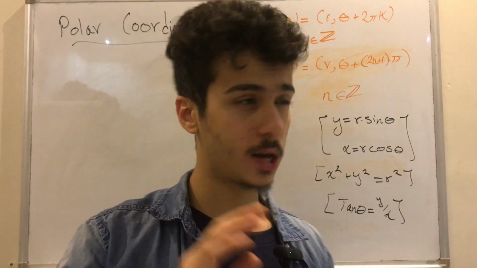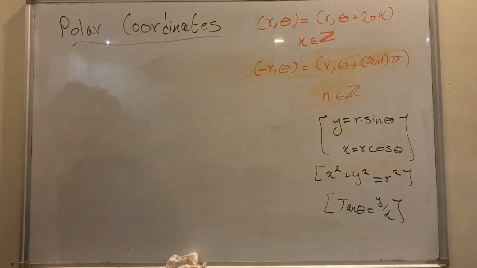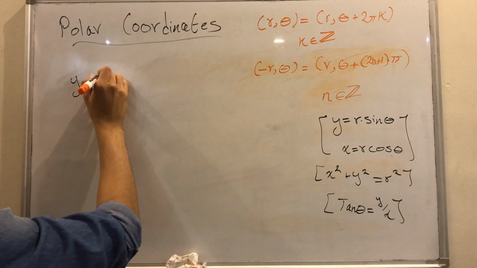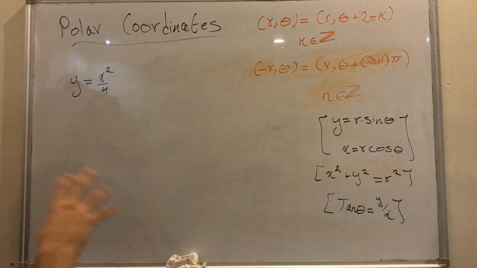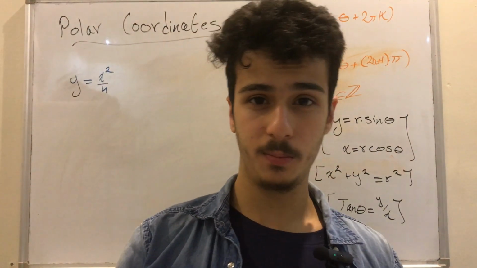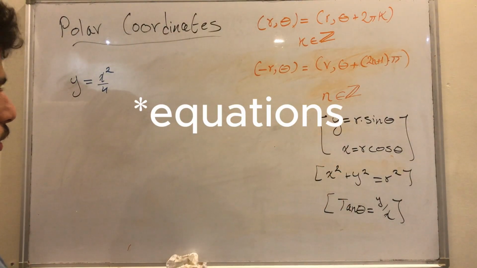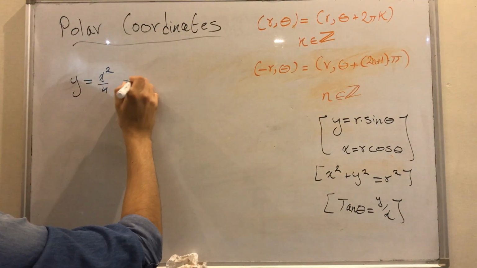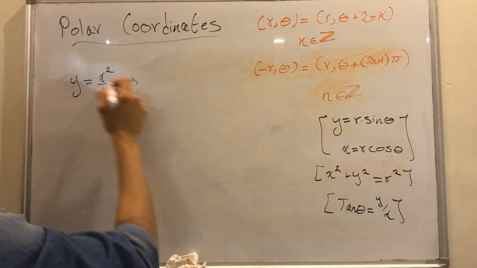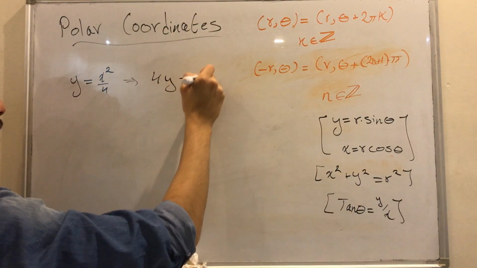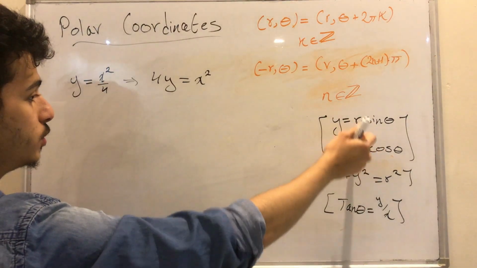Now for a very interesting exercise, I'm going to take a famous graph or equation, and that would be y is equal to x squared over 4. And so I want to take this equation of a parabola and turn it into a polar equation using, well, polar coordinates. Let's first rearrange so it looks nicer. We'll multiply by 4 on both sides. 4y is x squared. And I'm just going to use these individual equations.